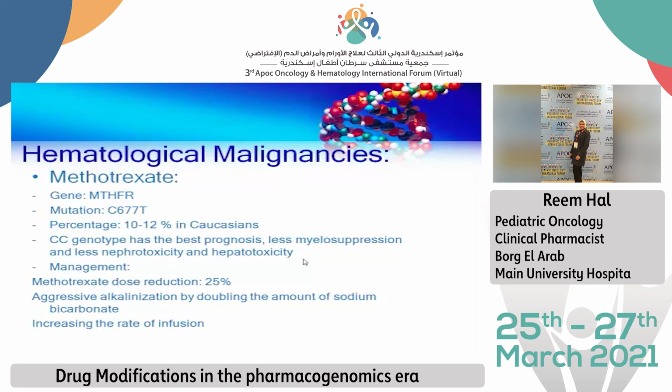The percentage of this mutation is about 10 to 12% in the Caucasians. CC genotype has the best prognosis, less myelosuppression, and less nephrotoxicity and hepatotoxicity in transaminases number. The management here is to start with methotrexate dose reduction by 25%, aggressive alkalinization by doubling the amount of sodium bicarbonate, and increasing the rate of infusion to decrease the toxicity.